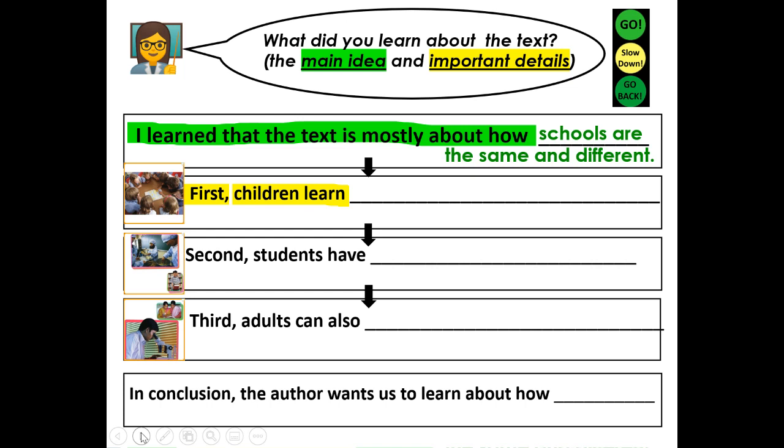All right, so let's look at our second detail sentence. Second, students have, what do students have to do at school? Students have, so say your sentence out loud, then push pause and write your sentence. And when you're finished with your second detail sentence, push play. Second, students have, what do they have at school? Say your sentence out loud, push pause, and then write your second sentence. When you're finished writing your second sentence, push play.